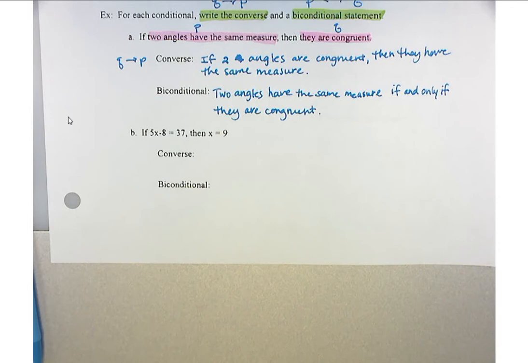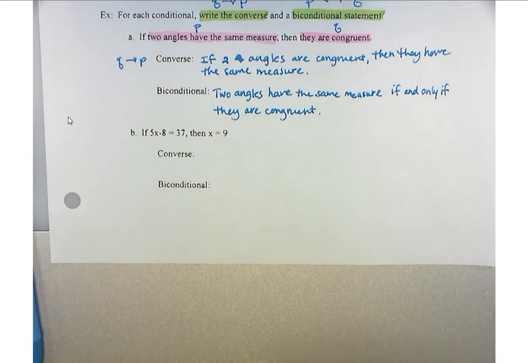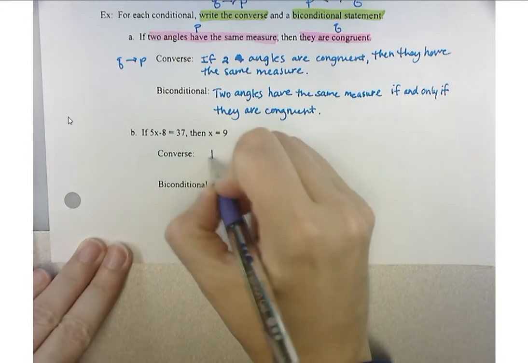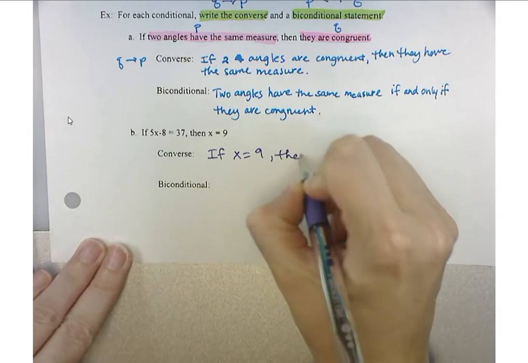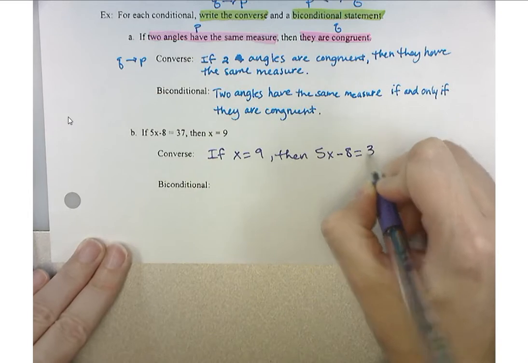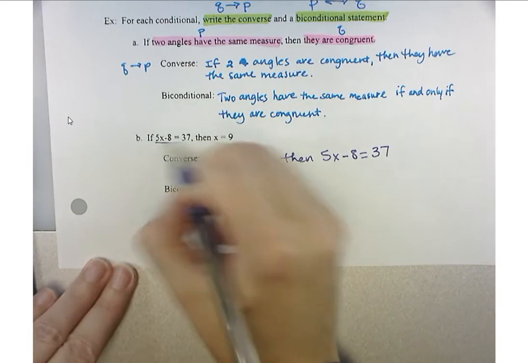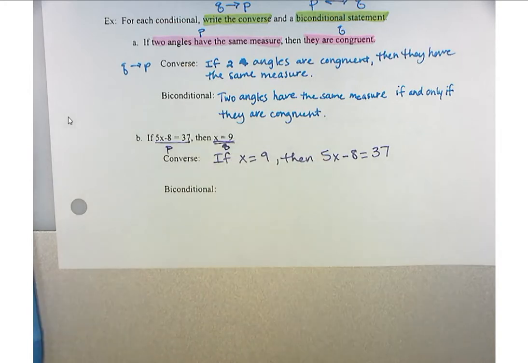Okay, and then Claire, tell me what you got for the converse. If x equals 9, then 5x minus 8 equals 37. Good. If x equals 9, then 5x minus 8 equals 37. Okay, and then again, if you guys want to label, here's your P, here is your Q.